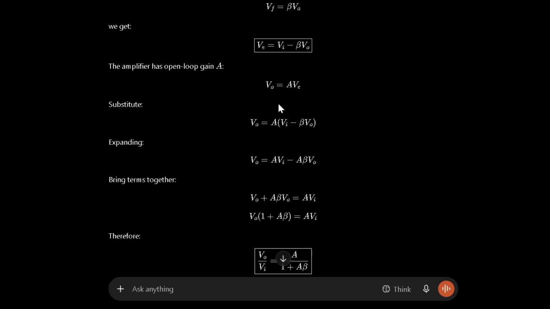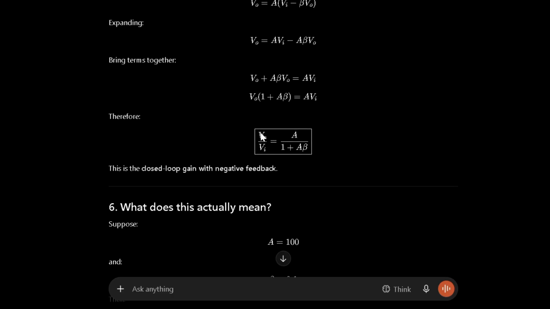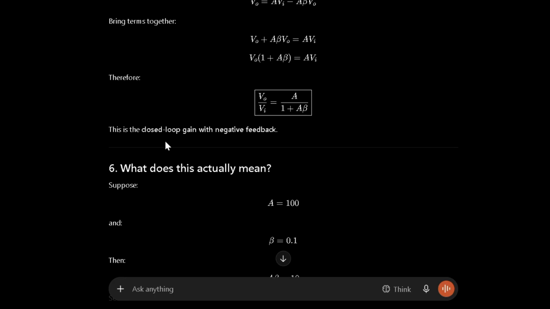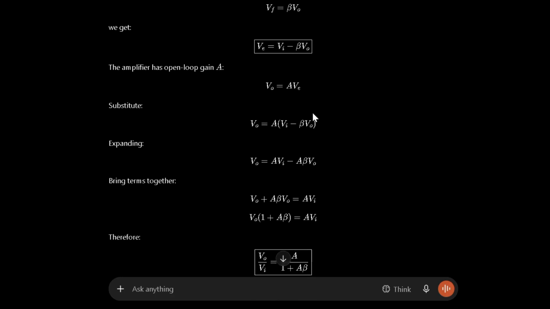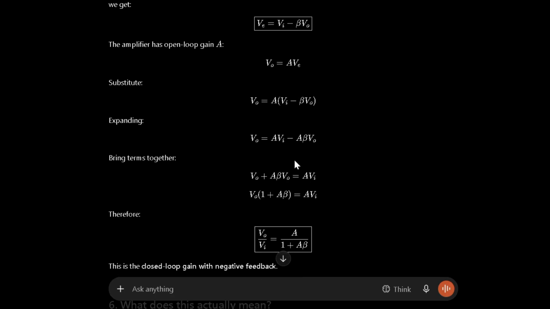So here comes the gain. The voltage gain formula is output voltage by input voltage. So V naught equals A times V_in. By substituting, we get this, and at last we get V naught by V_i equals A by 1 plus A beta. This is the closed loop gain with negative feedback. If we substitute this, you will get the value.